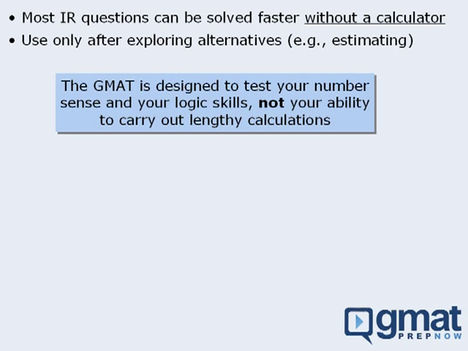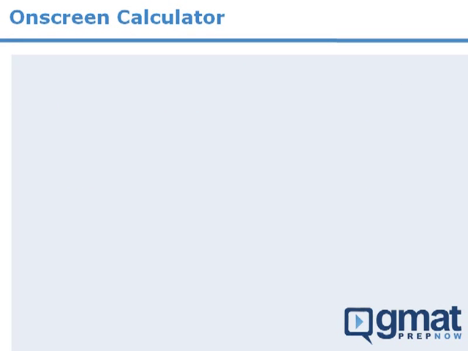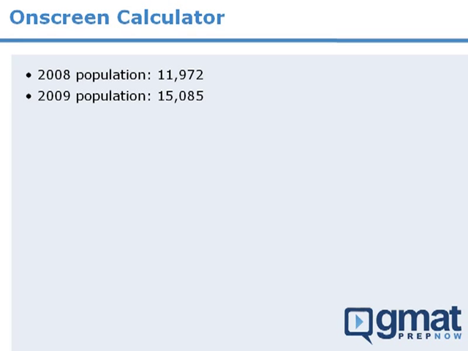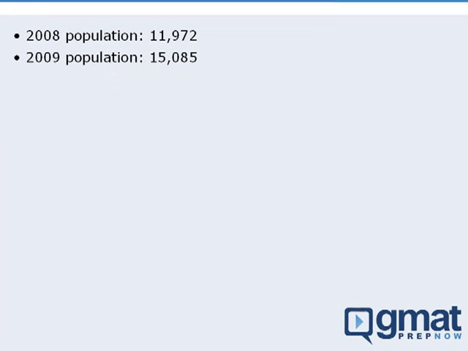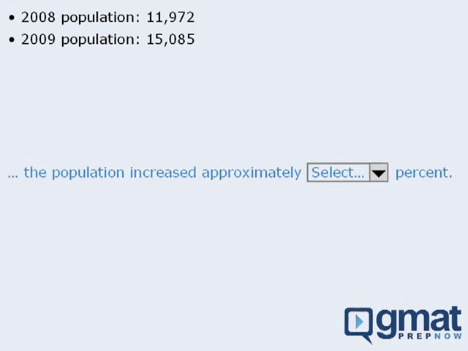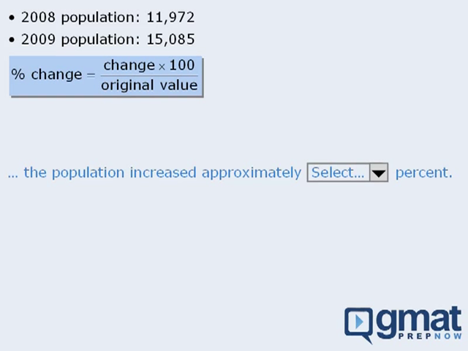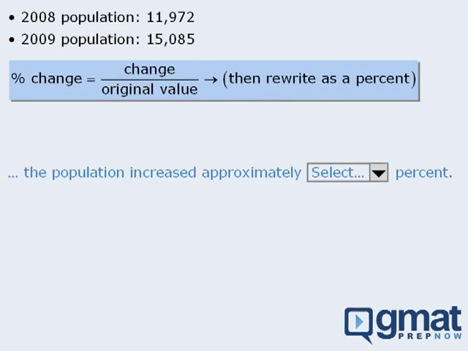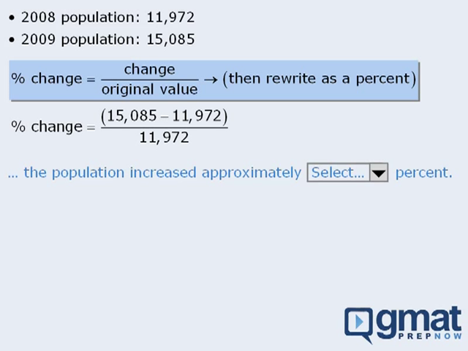Remember that the GMAT is designed to test your number sense and your logic skills, not your ability to carry out lengthy calculations. For example, let's say that a certain question informs you that some population increased between 2008 and 2009, and your task is to determine the percent increase that this represents. Well, in the arithmetic module, we learned that we can use this formula to calculate percent change. Or we can calculate percent change by taking this fraction and then rewriting it as a percent. Now if we take this approach and plug in our two values, we can see that we have a somewhat cumbersome fraction to convert into a percent.